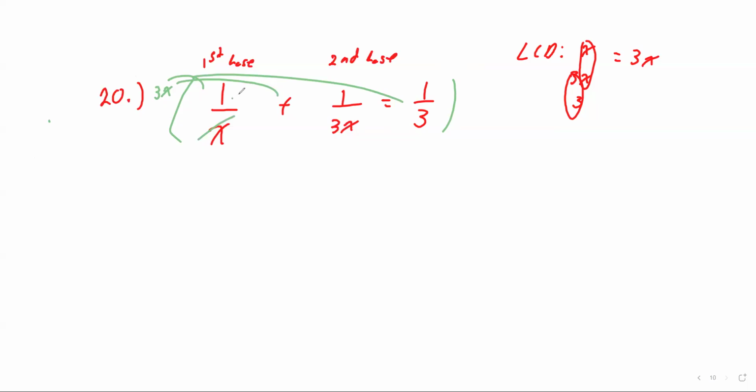So the x will go away. I multiply by 3. 3x goes away completely. 3 goes away, and I'd multiply by x. So in this case, I have 3 plus 1 equals x. And so that's 4 equals x.